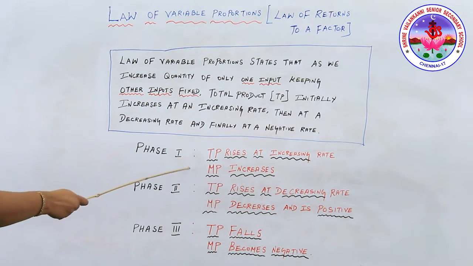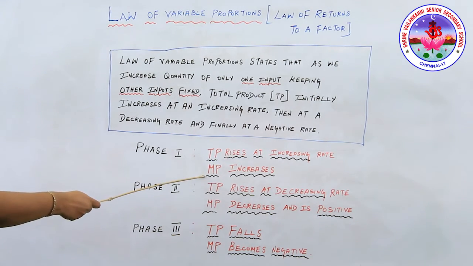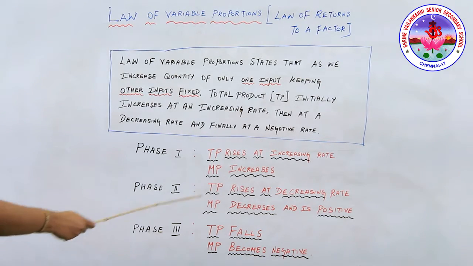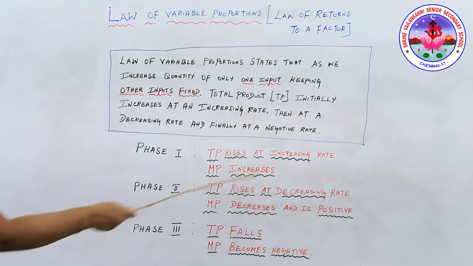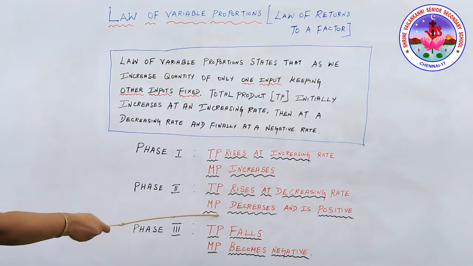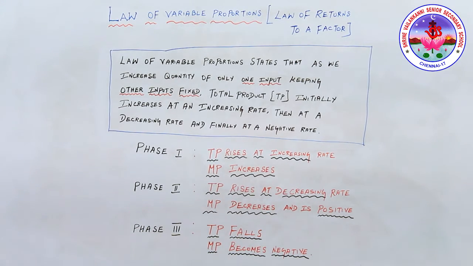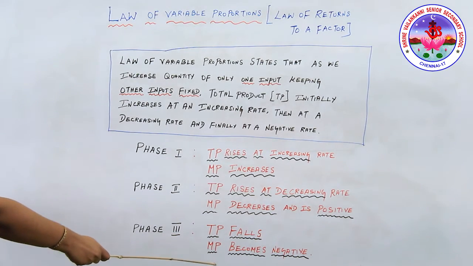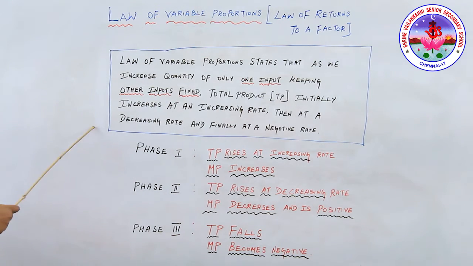Phase 1, that is the TP increases at increasing rate. What will happen to the MP? MP also will increase. Now, in phase 2, TP rises at a decreasing rate. Then what will happen to the MP? MP decreases and it's positive. Now, in phase 3, TP falls. When TP falls, what will happen to the MP? MP becomes negative. Let's see this law of variable proportion with an example.